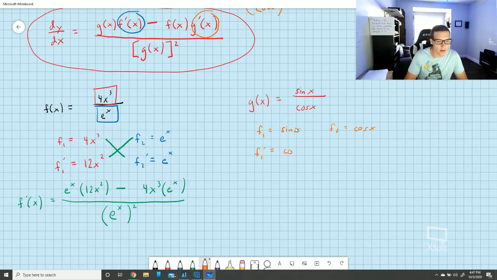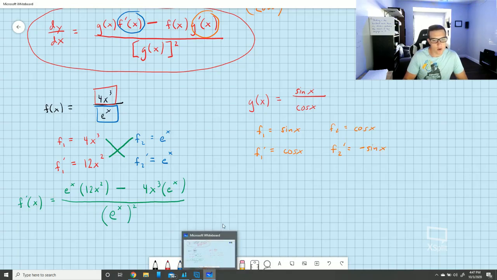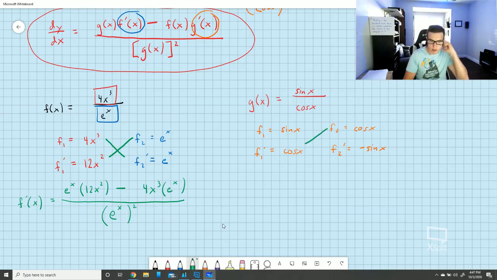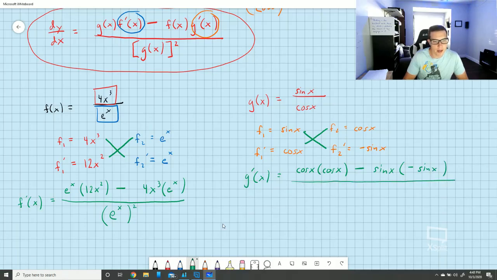Derivative of sine is cosine. Derivative of cosine is negative sine. And then you just got to remember the order. Low d high. So the low one, which is F2, times the derivative of the high one. So cosine times cosine. So the derivative is going to be cosine times cosine minus high d low. Sine x times negative sine x, all over the bottom one squared.